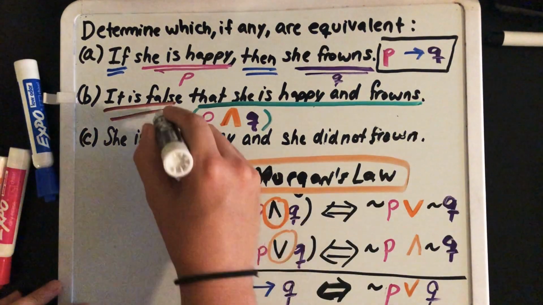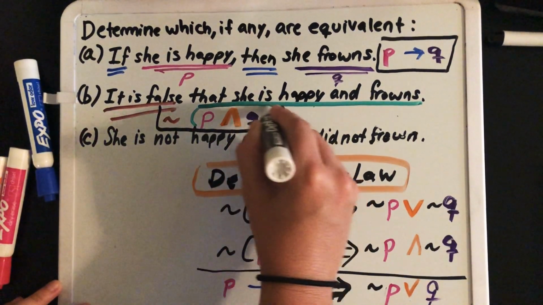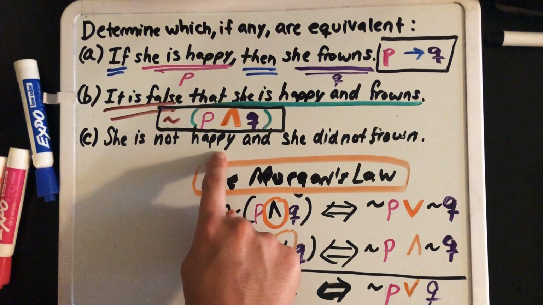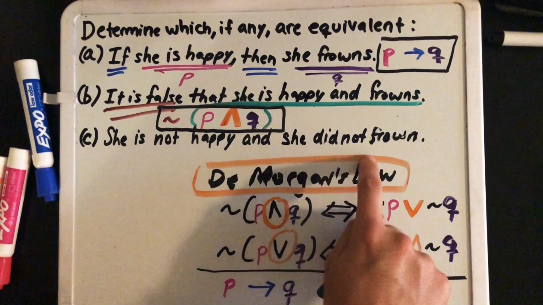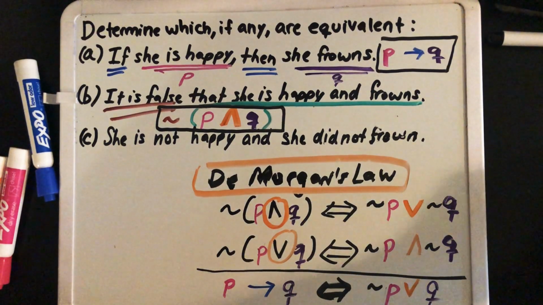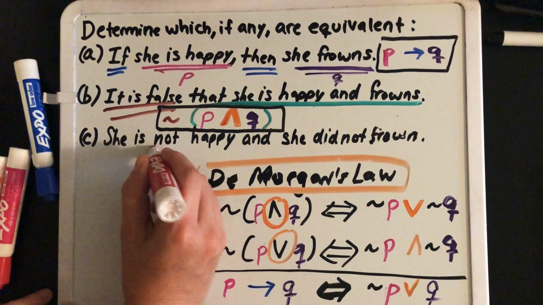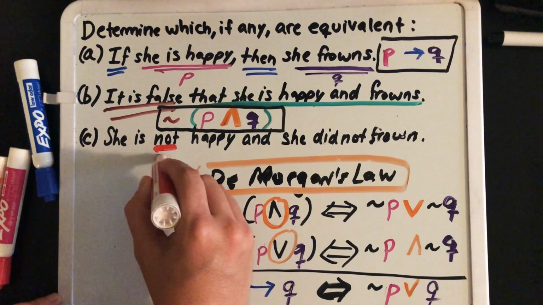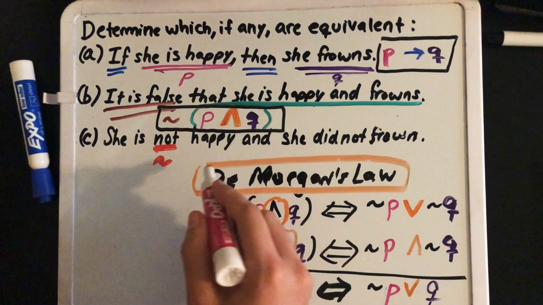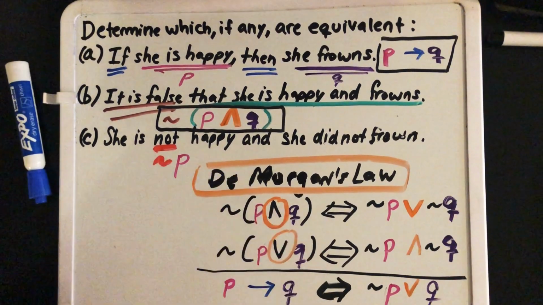So the statement here is B, negation of parentheses, P and Q. Let's look at C now, ready? Here we go. She is not happy, and she did not frown, or she is not frowning. Doesn't matter which tense you use here. Well, I see negation, do you? Yeah, I see a negation. So she is not happy. Happy was letter P, so she's not happy.